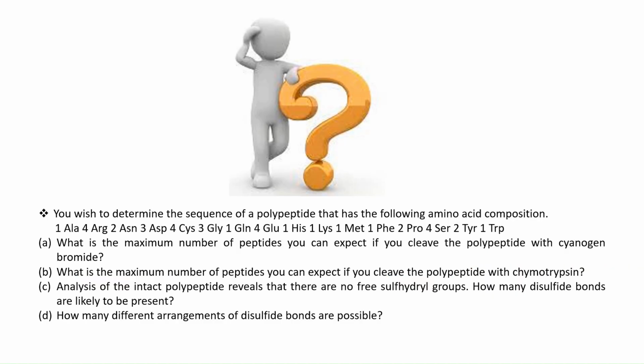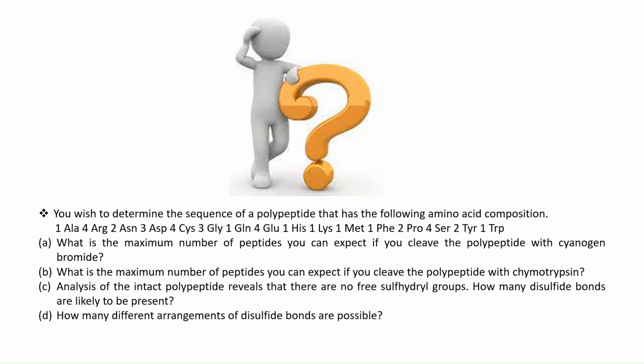Now, one question from my end for you all. The question is, you have to determine the sequence of a polypeptide which has the following amino acid composition: 1 alanine, 4 arginine, 2 asparagine, like that. So this composition of amino acids is given to you, whose sequence you have to determine. But here the questions that you have to answer are, the first is, what is the maximum number of peptides you can expect if you cleave the polypeptide with cyanogen bromide? Second, if you cleave the polypeptide with chymotrypsin.